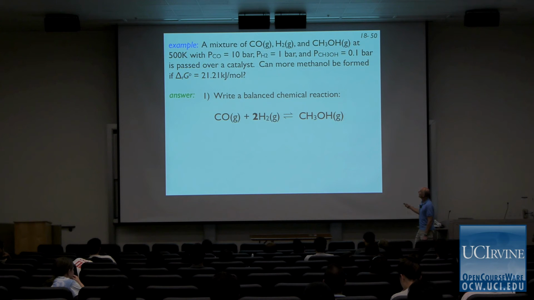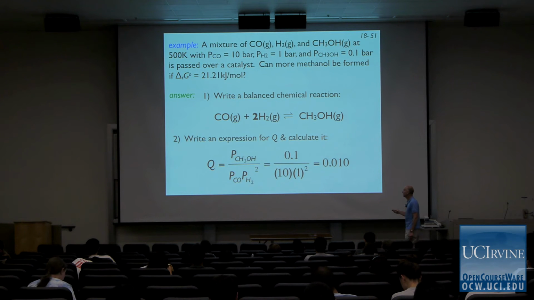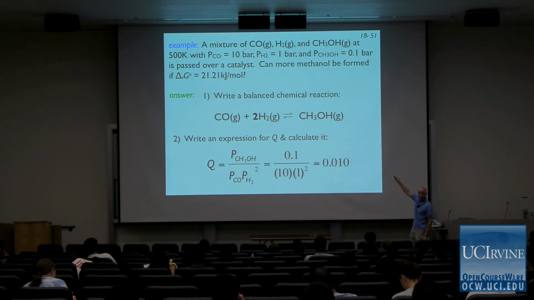Okay, so how do you approach this problem? The first thing you have to do is write a balanced chemical reaction. Boom. CO plus 2 hydrogens gives methanol. Then you write an expression for the reaction quotient and you calculate it. The reaction quotient for where you are right now. The reaction quotient for the conditions that you're given. That's the one I'm talking about.